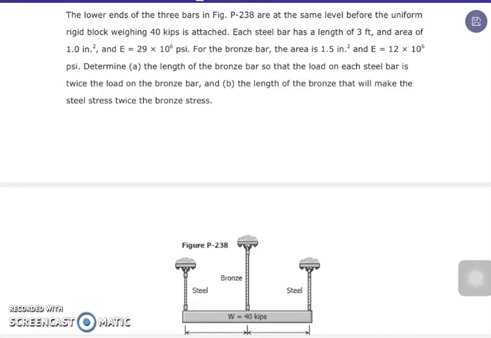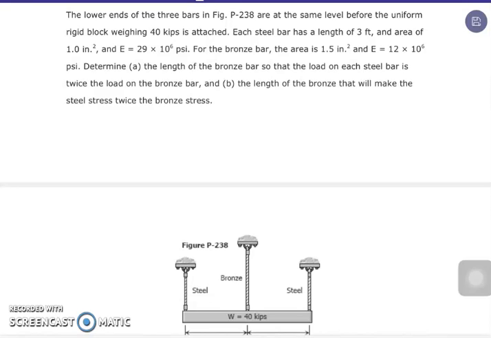Okay, let's have problem number 3 for deformation of statically indeterminate members. The lower ends of the three bars, each as shown in the figure, are at the same level before the uniform rigid block weighing 40 kips is attached. Each steel bar has a length of 3 feet. The area is 1 inch squared and E is 29 times 10 to the 6 psi.